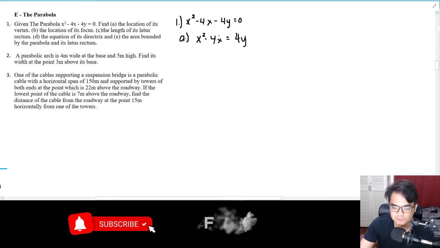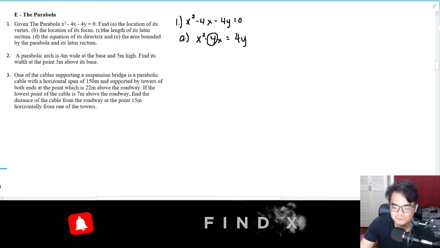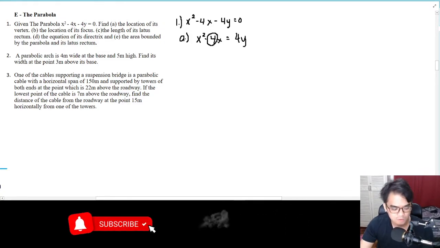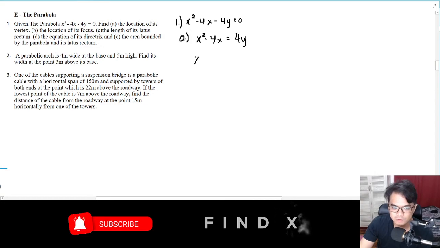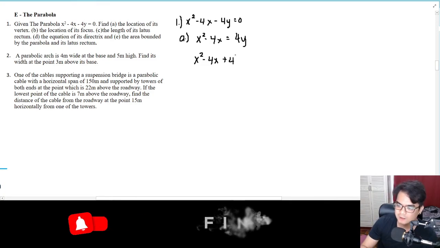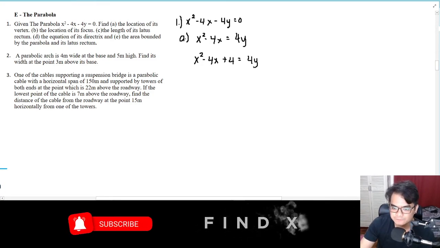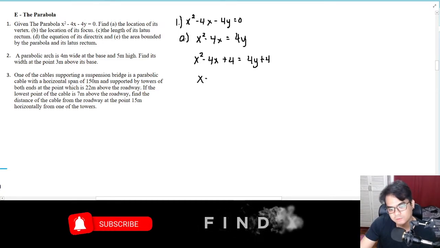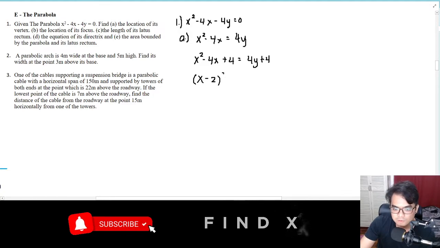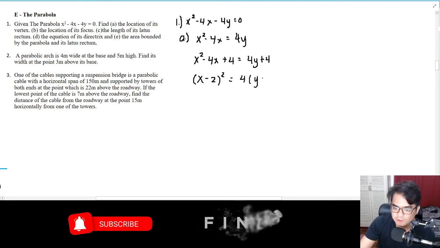All you have to do for the completing of the square is divide the coefficient of x by 2, and then square it. So that will become 4 divided by 2, that is 2, and then squared, that is 4. And then just copy that, and then plus 4 on the left side, and then plus 4 on the right side. Okay, and then factor this. The factor of that is x minus 2 squared, right? X minus 2 squared, and then equal to factor out 4, so this will become y plus 1.